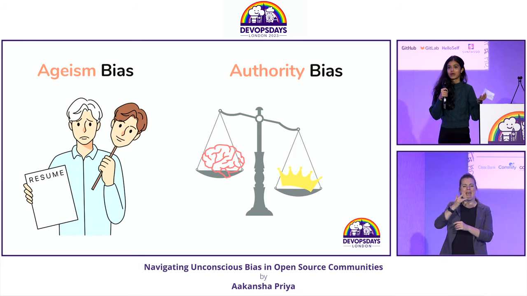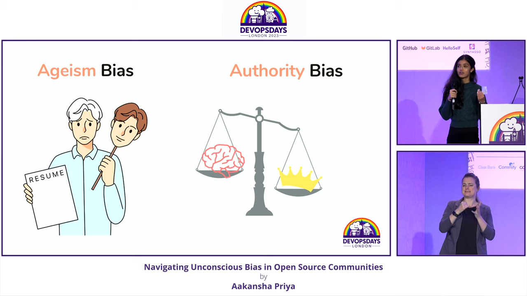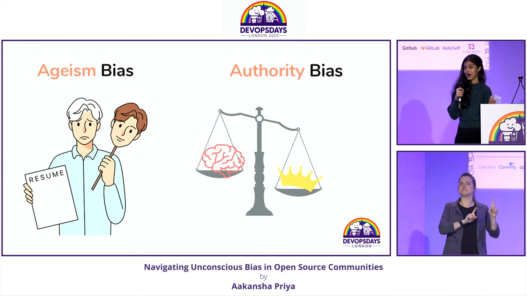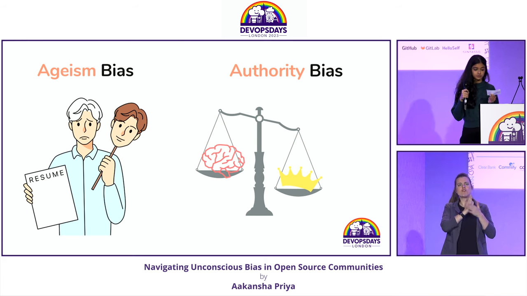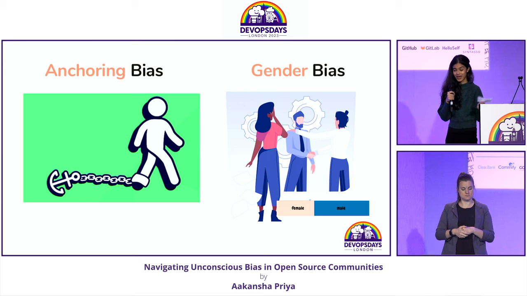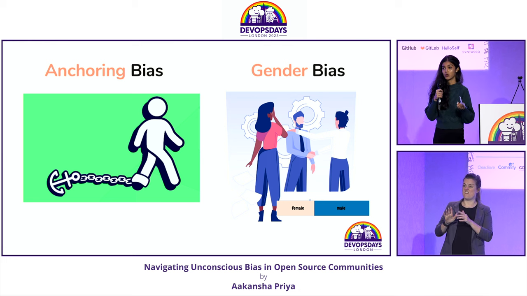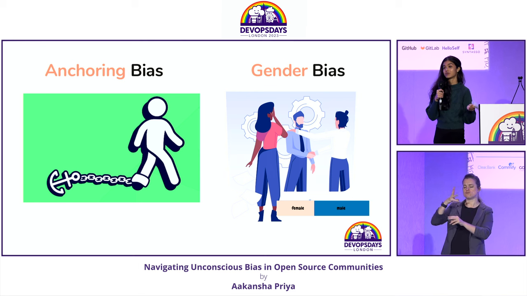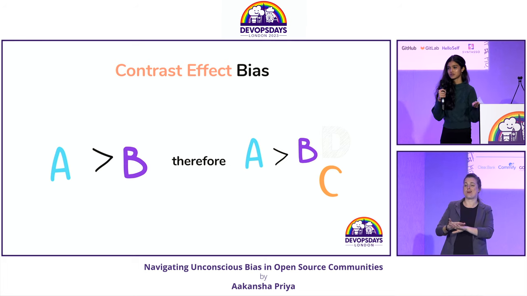And then comes the authority bias. It's like I'm having an inclination to trust people who hold a certain position of power and responsibility. Then we have the anchor bias. It's very simple. I'm hooked on people on the basis of the very first impression that I hold. And research also says that you should not close off on the very first impression that you get. And gender bias, pretty obvious, you are discriminating on the basis of gender.